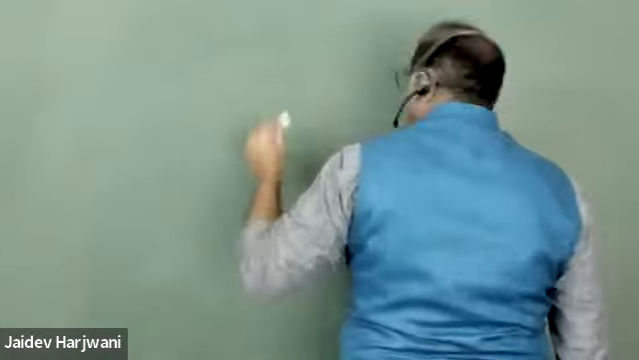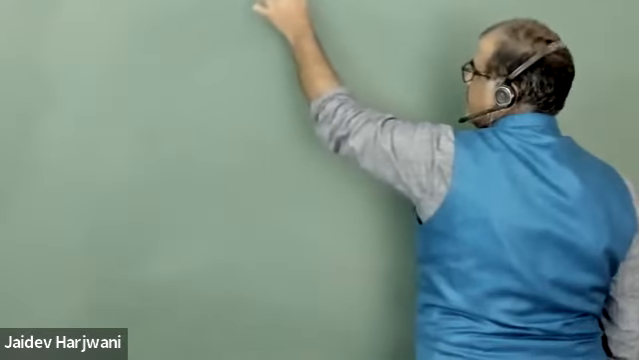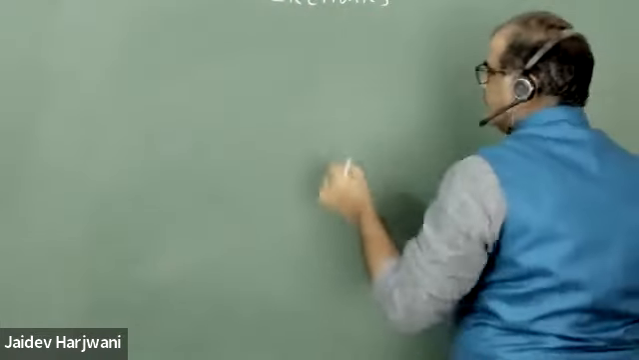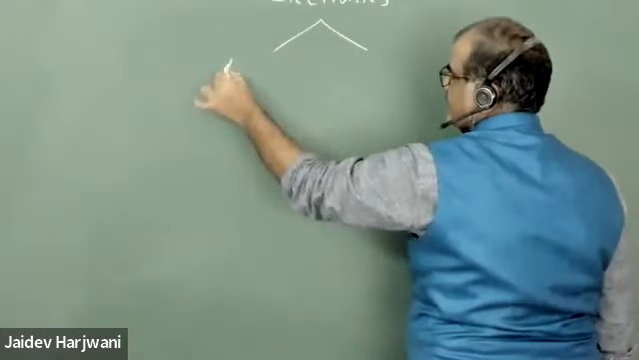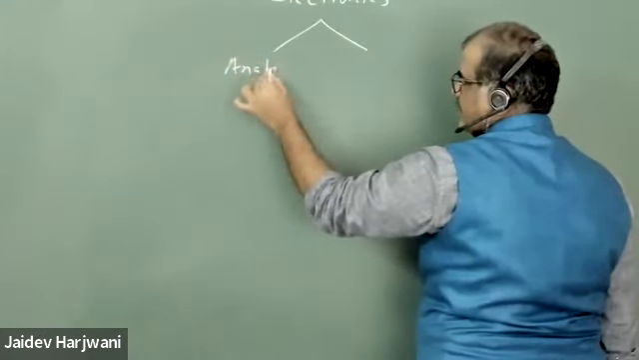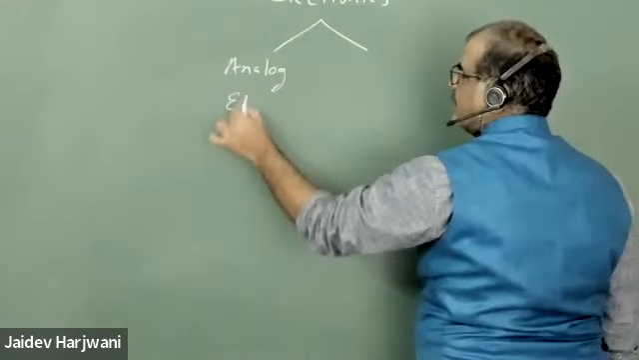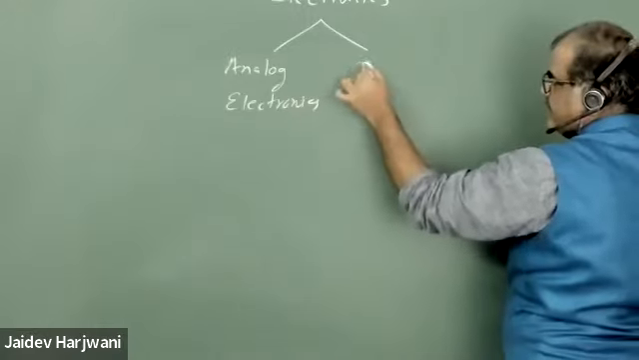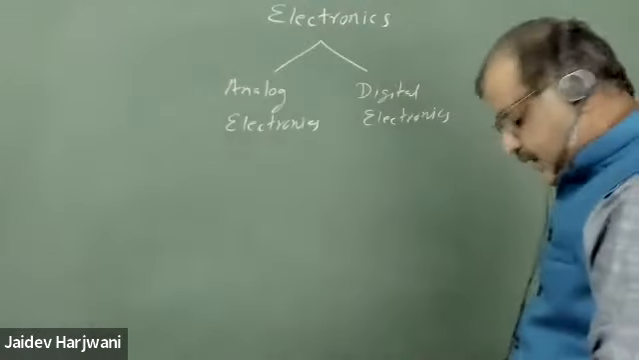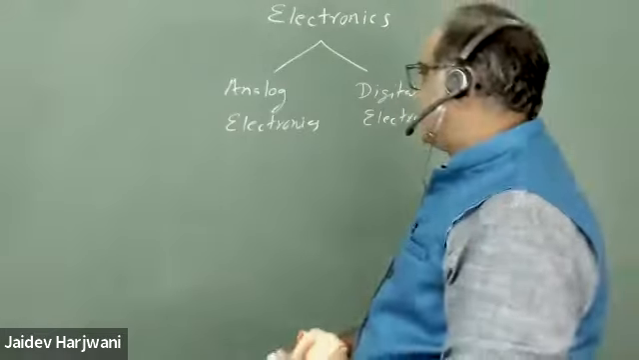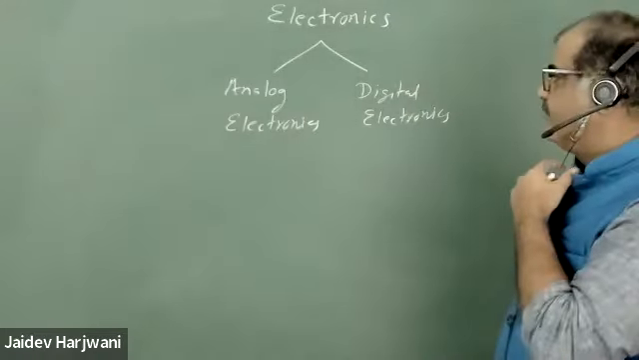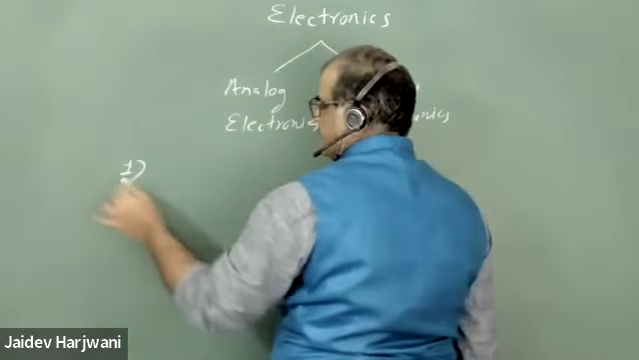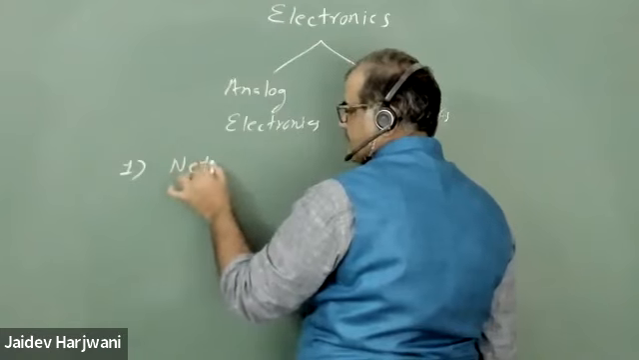So your electronics basically has two parts. One is the analog part, another is your digital part, digital electronics. Let me tell you the sequence I'm going to follow. We are starting with analog electronics. The first chapter of analog electronics is network analysis.